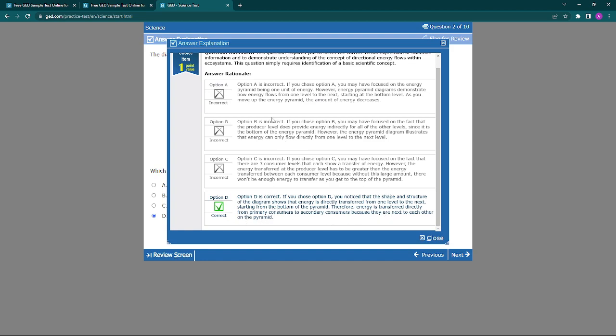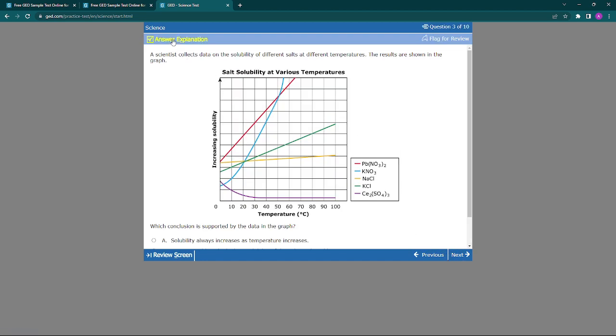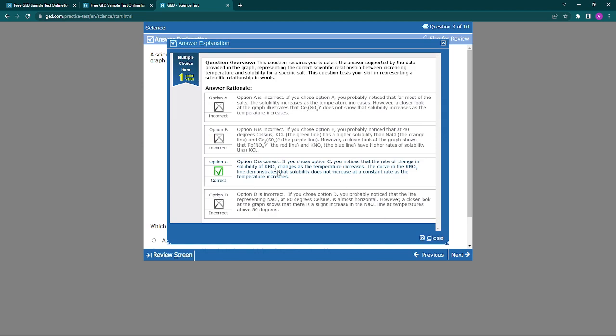And then it says why the other ones weren't correct. You may have focused on the fact that the producer level does provide energy indirectly to all the others, since it's the bottom. However, the energy doesn't flow directly. Okay, yeah, so these are why they're not correct. Anyways, for the sake of time, we could go through and say it, but I feel like I kind of did say it. So, yeah, there we go.